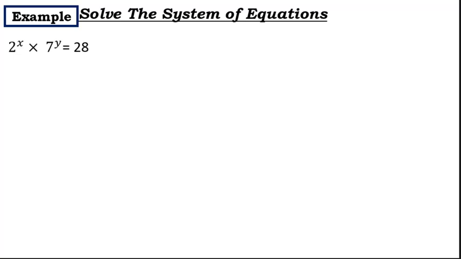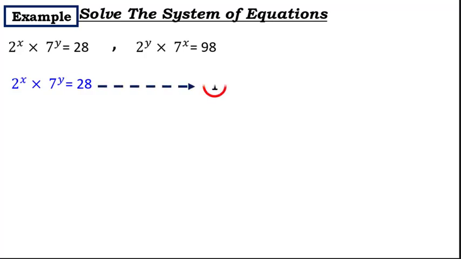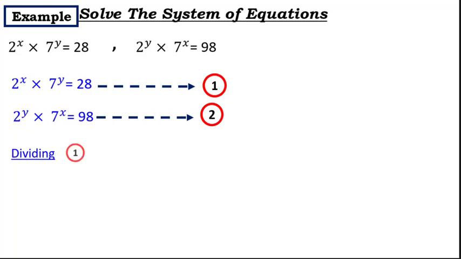The first one, 2 raised to the power x times 7 to the power y equals 28, and the second equation, 2 to the power y times 7 raised to the power x equals 98. To solve the system of equations, we can name the first equation as 1 and the second as 2. The first step, we can divide the two equations.